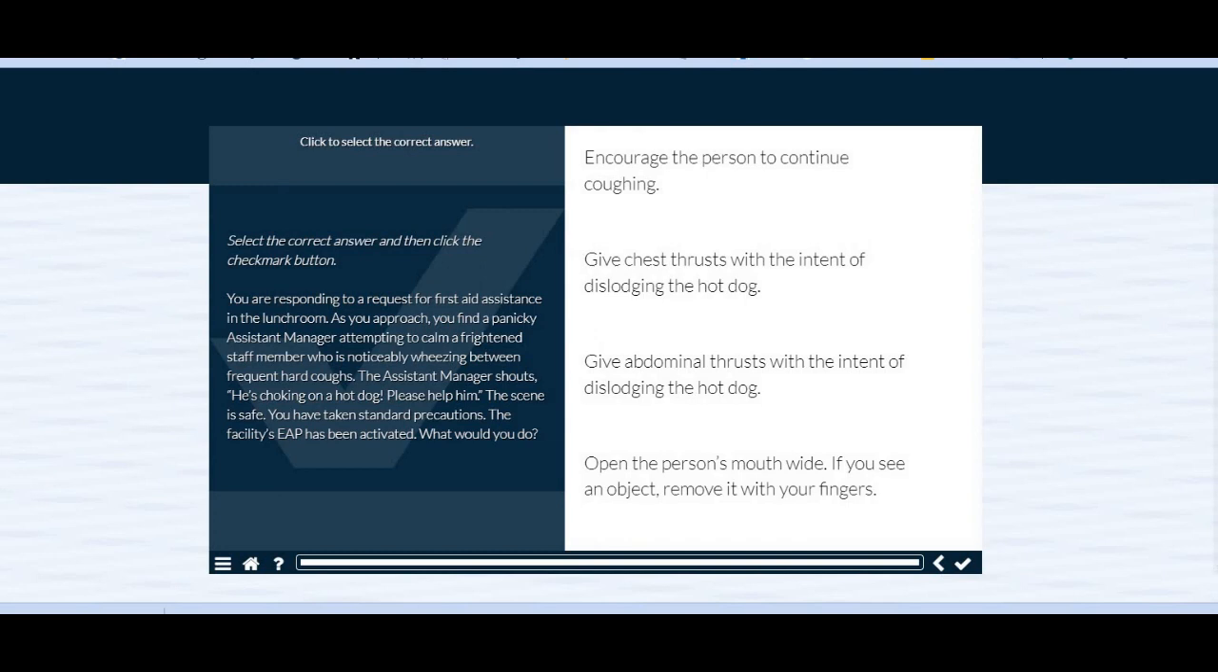Complete this review question to check your knowledge. You are responding to a request for first aid assistance in the lunchroom. As you approach, you find a panicky assistant manager attempting to calm a frightened staff member who is noticeably wheezing between frequent hard coughs. The assistant manager shouts, "He's choking on a hot dog, please help him." The scene is safe. You have taken standard precautions. The facility's EAP has been activated. What do you do?